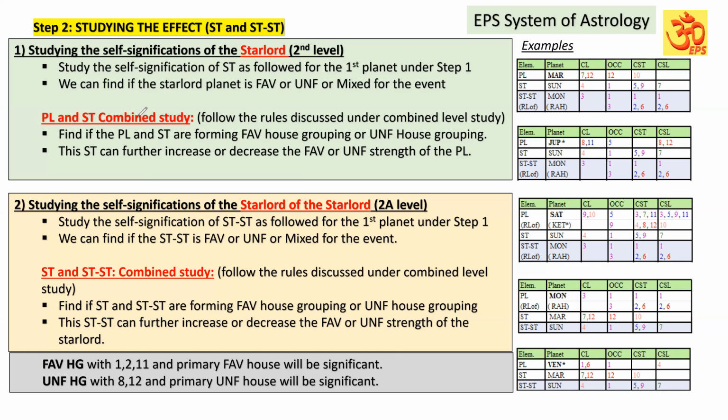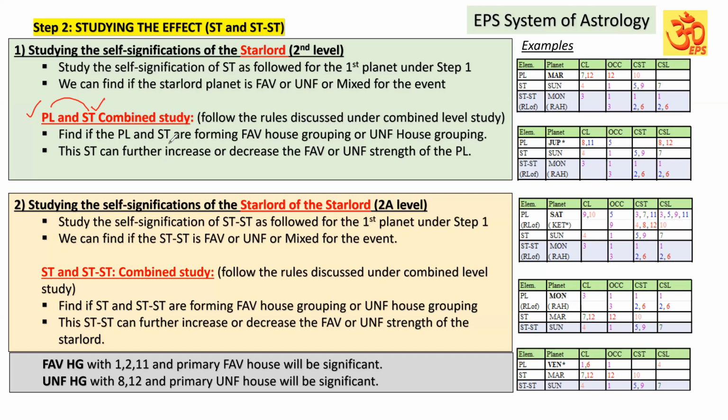Once we have studied the self-signification of the Starlord planet, we have to do the combined study of planet and Starlord. In the first step, we studied the planet's self-signification. In the next step, we studied the Starlord's significations. Now we have to do the combined study, planet and Starlord. Please follow the rules discussed under the combined level study. You can see part 1 of lesson 8, where we had a discussion on the rules for the combined level study. Please refer to that.